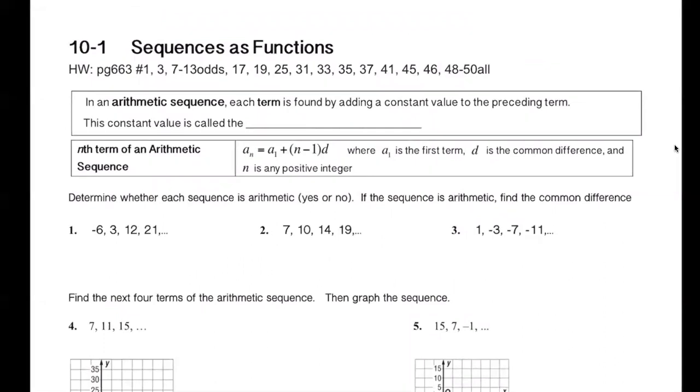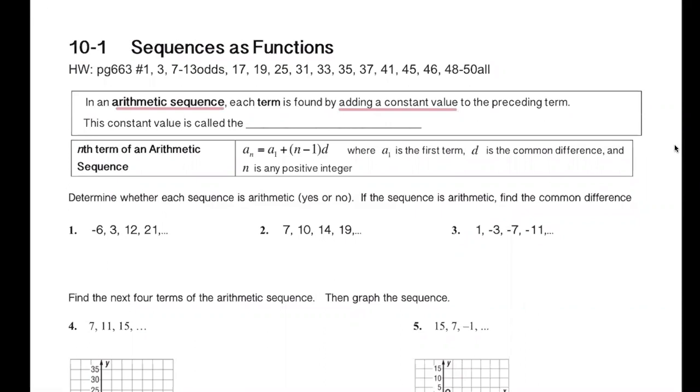All right, and there's two main types of sequences we're going to talk about today. The first one is called an arithmetic sequence. What makes a sequence an arithmetic sequence is that each term is found by adding or subtracting a constant value to the preceding term. Let me give you an example of what I mean by that.